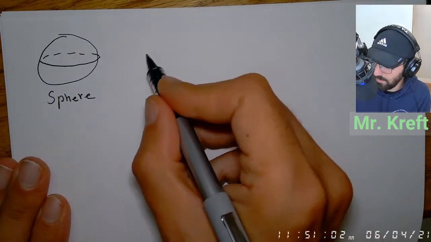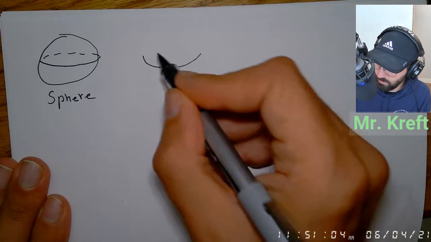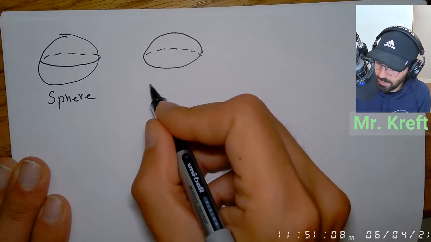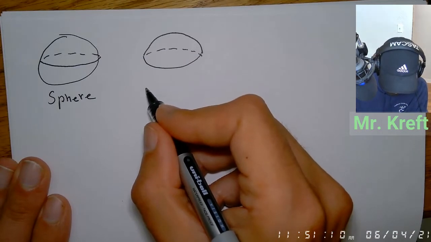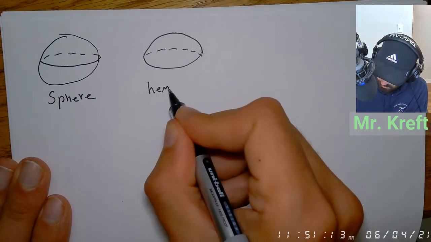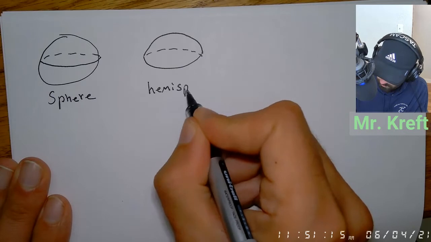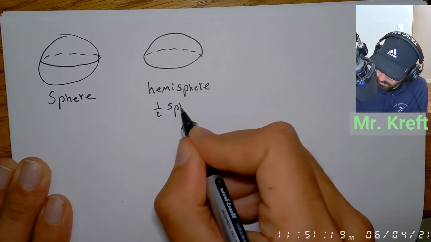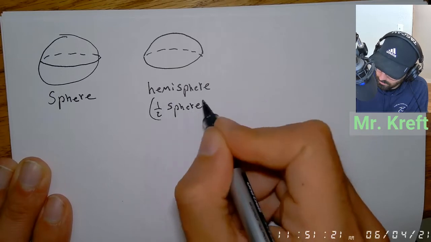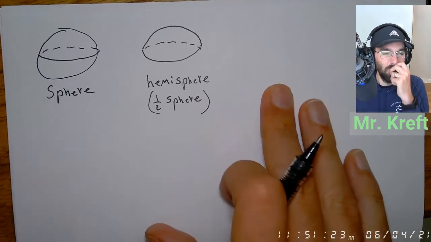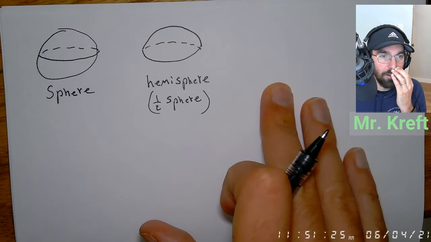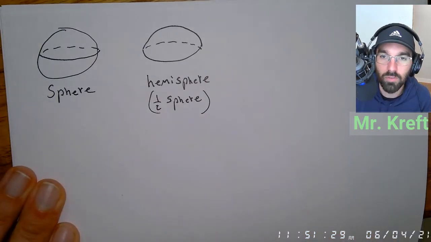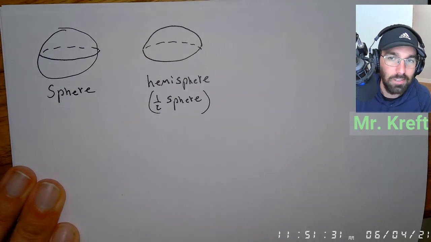Okay. And then we have another thing. We have a hemisphere, or half a sphere. Okay, so we have a sphere and we have a hemisphere. So anything that we do with spheres, a hemisphere is just half.